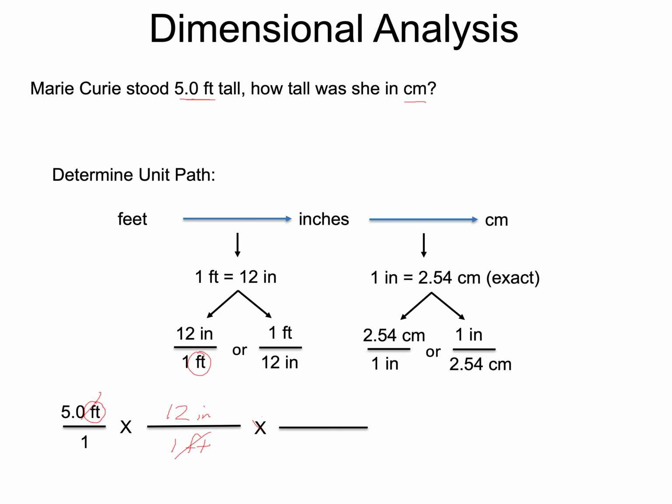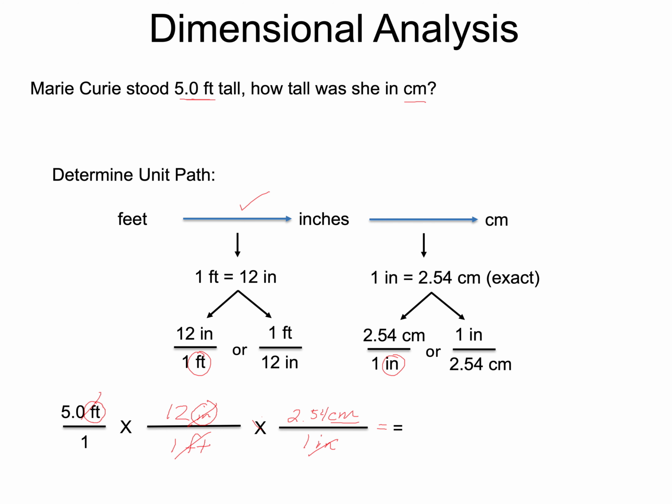Now we'll move on to the next. Since we've converted from feet to inches, we're going to go from inches to centimeters, and this is where we're going to use inches in the denominator, and so that ends up being our first fraction here. So we'll put 2.54 centimeters over 1 inch, and our inches will cancel, and this will leave us the unit of centimeters.